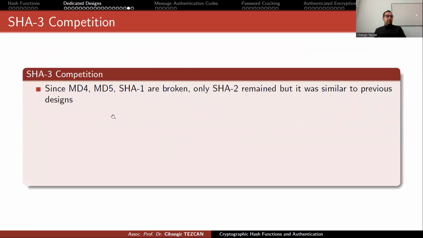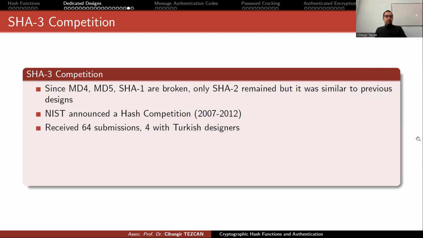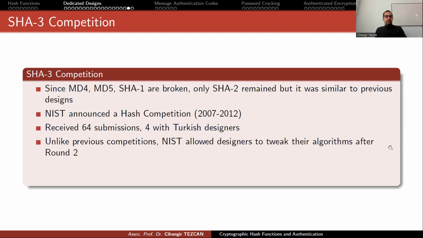But again, since MD4, MD5, SHA1 are broken, only SHA2 remained, but it was similar to previous designs. So if somebody could break it, there would be a huge problem because we are using hash functions everywhere. This is why NIST announced a hash competition between 2007 and 2012. This was very important because the academic community learned a lot about hash functions during this competition. They received 64 submissions. 4 of them had Turkish designers.